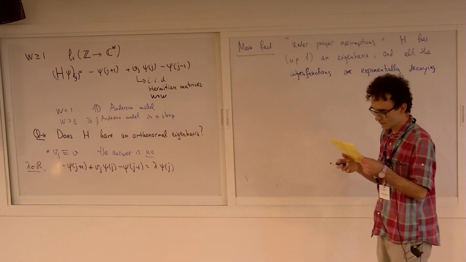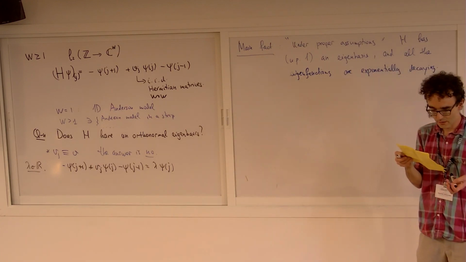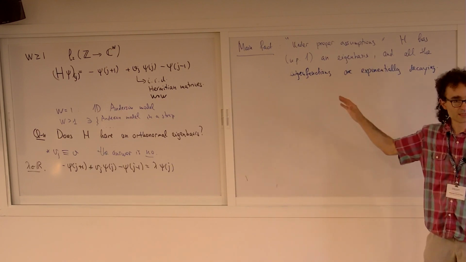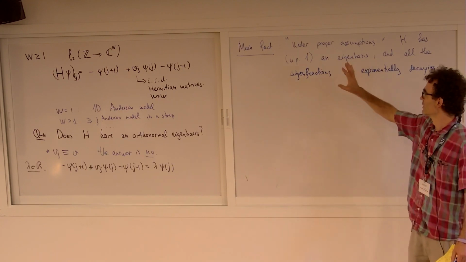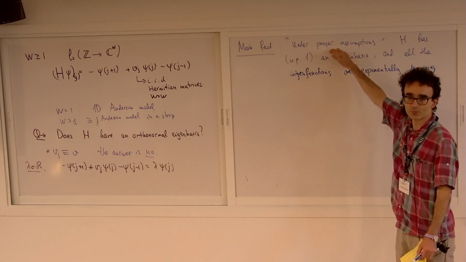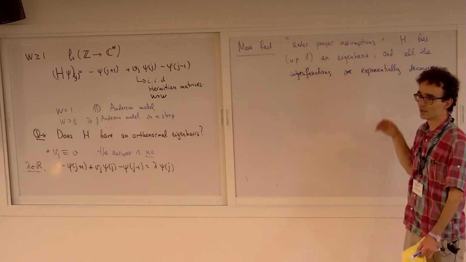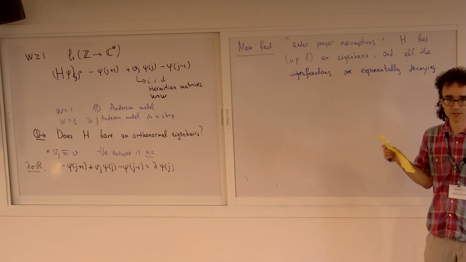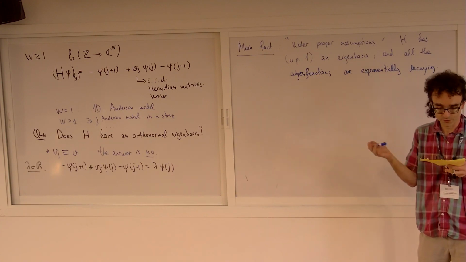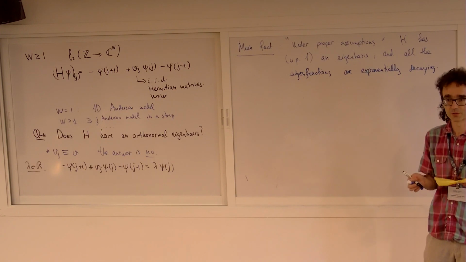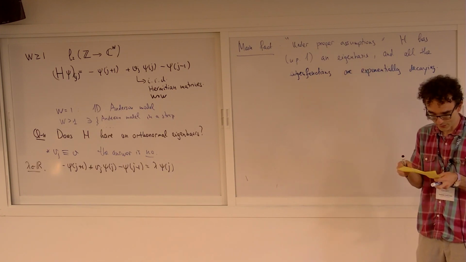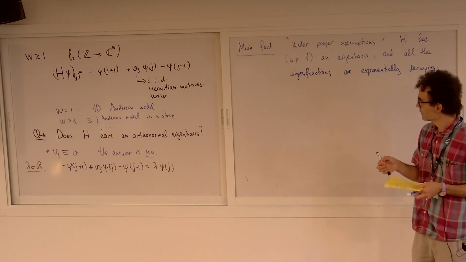And my goal today is to explain what these proper assumptions are, state the main result properly, explain what is the general strategy of the proof, and also state some open questions which were somehow not solved in the 80s when this subject was more active. Okay. Any questions?